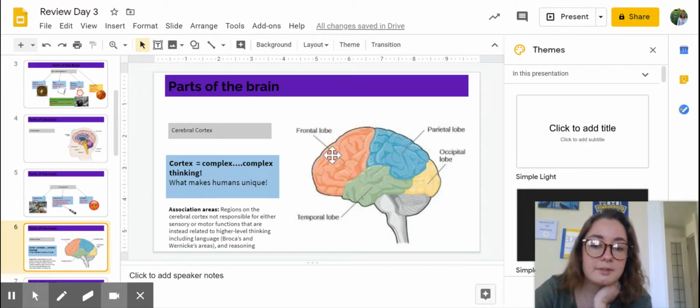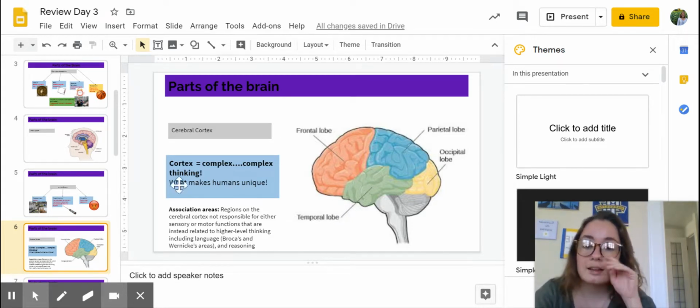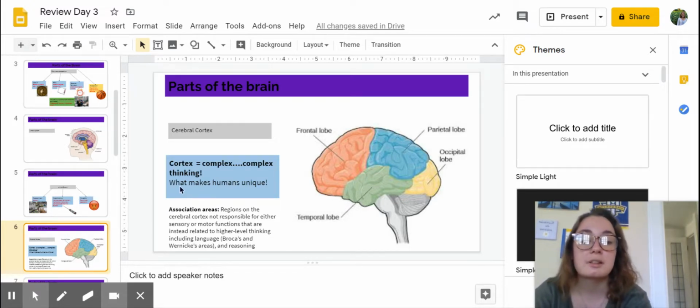And it would cover the frontal, parietal, occipital, and temporal lobe. So those 4 important lobes that we need to know. And this is what makes humans unique, is that we have this cortex area where we can use our complex thinking that other animals obviously do not have those same capabilities. Just a note of something good to know.